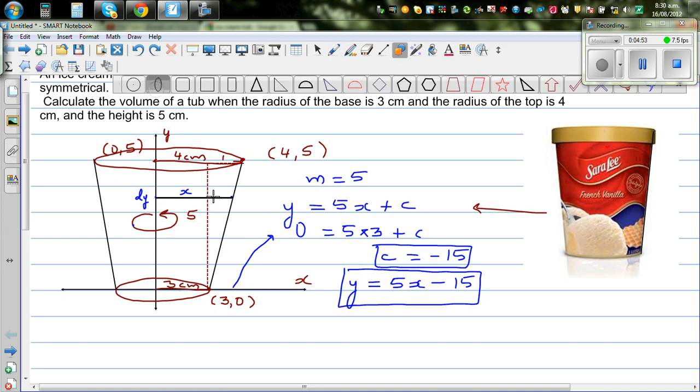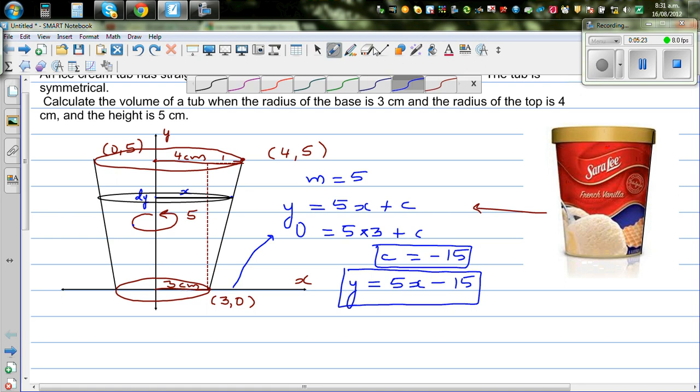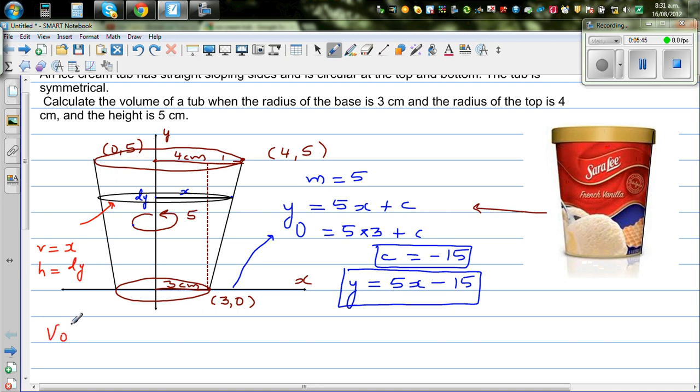Let me try to draw a slice. Imagine this is the slice that you're getting. I think you can see it now. So this is a circle. For this slice or this disk, the radius is x, and the height or thickness is dy. So the volume of one disk would be the area of the circle times the thickness.